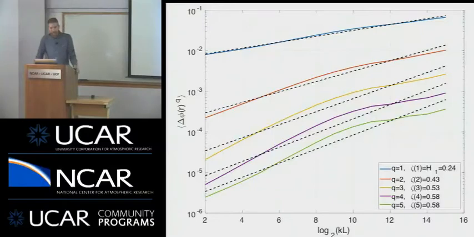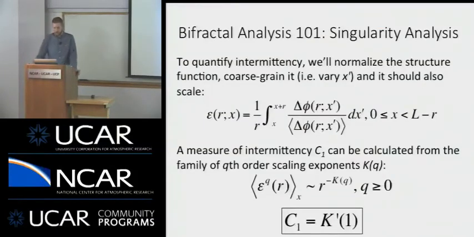Good, not too difficult. To get the intermittency measure, on the other hand, we will normalize the structure function, coarse grain it, and it should also scale. So what coarse graining means is that now we are going to vary the actual grain that we're looking at. We're going to look at the gradient field at increasingly long length scales to see the extent to which one point or some very intensely active parts of the signal come to dominate everything.